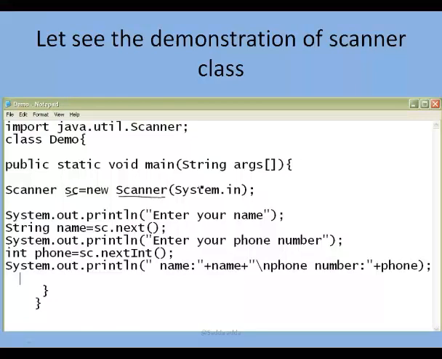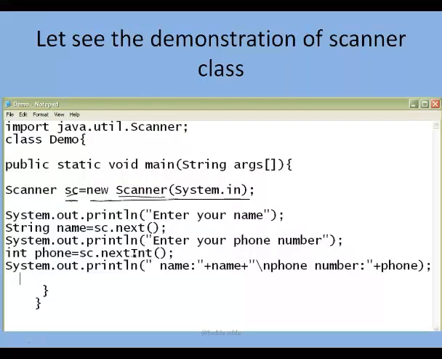So I created the object. This statement creates the object. The address of this object is held by this reference variable. Now using this reference variable you can access any method belonging to that class. As I told you in the previous slide, there are so many methods like next, nextInt, nextLong. There are so many.